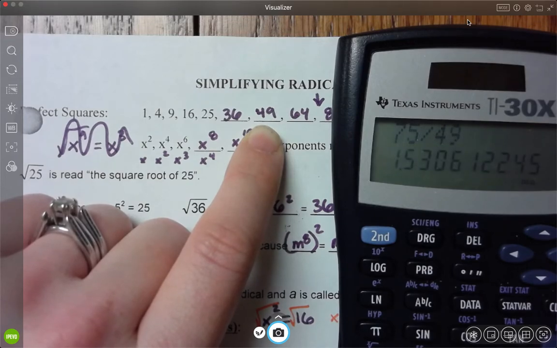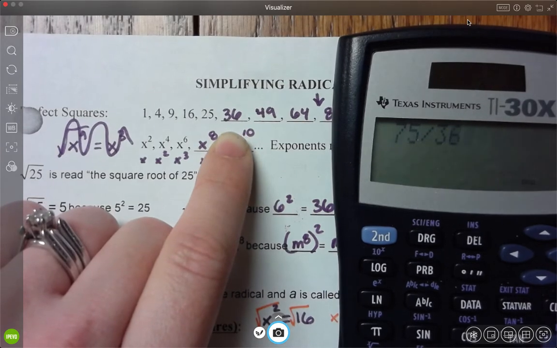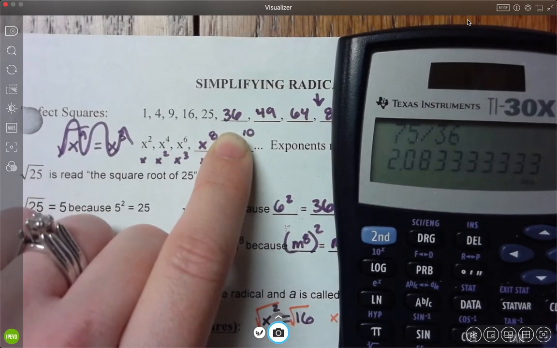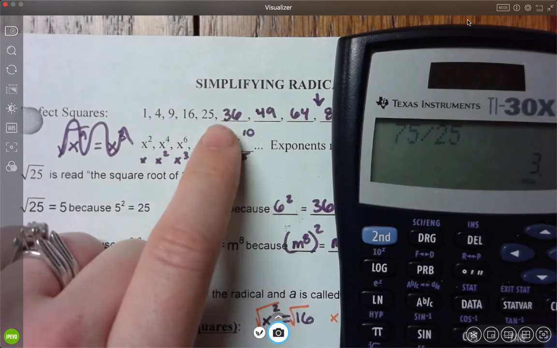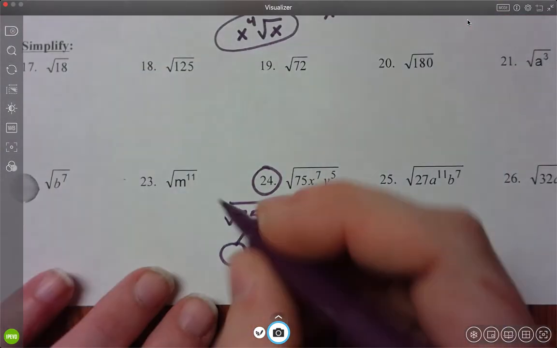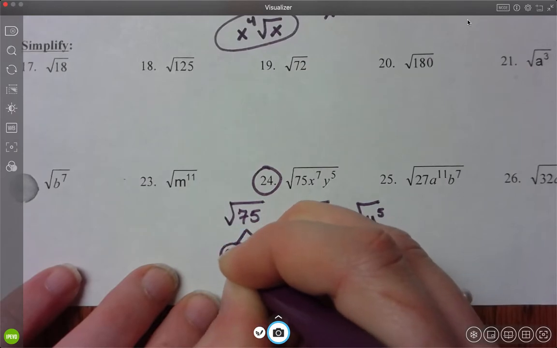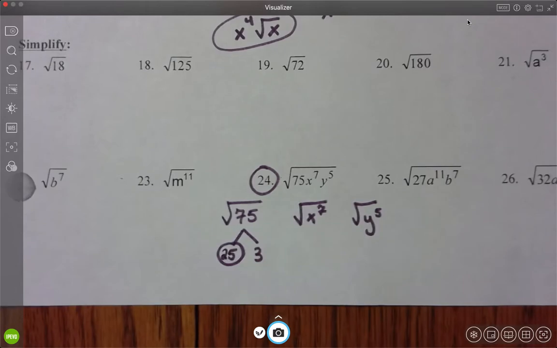Nope, not evenly divisible. 75 divided by 36? Nope. 75 divided by 25? There we go. Okay, so I want to work backwards from the highest number, and my highest number we came out with was 25 and 3. Now you could probably do that in your head, but if you can't, do that process where you're finding the largest number.